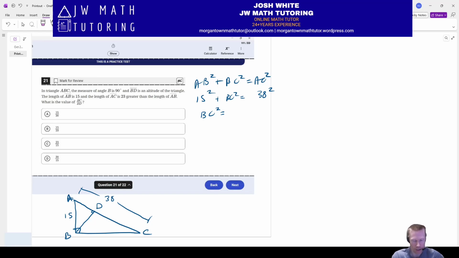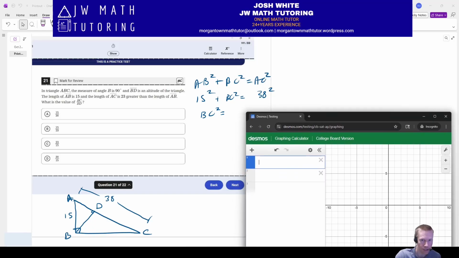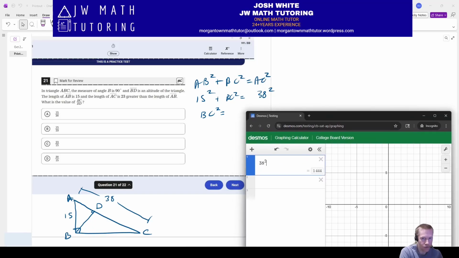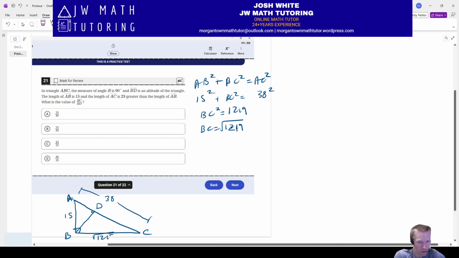So I'm actually going to do this by hand, so to speak, meaning I am going to do, slide this down here, the 38 squared minus 15 squared. And notice that's 1219, which means BC is equal to the square root of 1219. All right, so down here, 1219. All right, perfect. Next, we need to find CD.